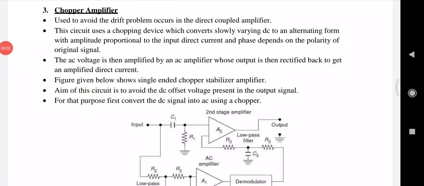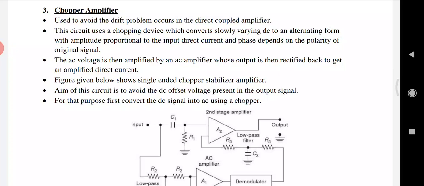Dear students, today we are going to discuss the chopper amplifier. In this chopper amplifier, the first point is that it is used to avoid the drift problem that occurs in the direct coupled amplifier. So what is the drift problem in the direct coupled amplifier?